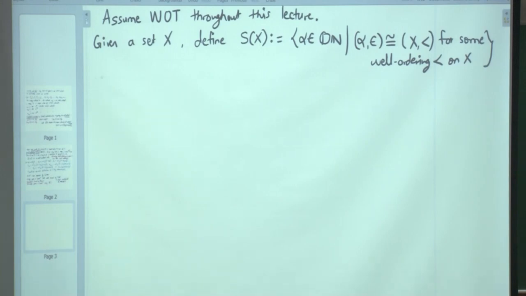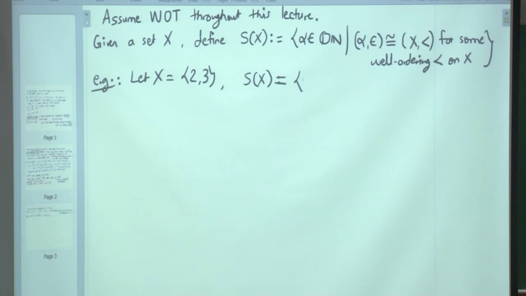So for example, let X be {2, 3}. What is S of X? Does everybody agree with that? Everything which is isomorphic to 2. Oh no, it's an ordinal, it's only 2. How many ordinal numbers can be isomorphic to a well ordering on a 2 element set? 1. So therefore, only 2.